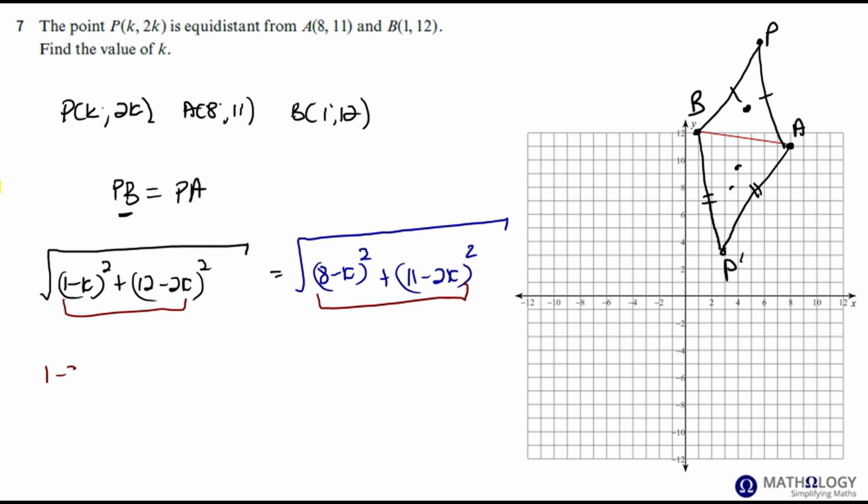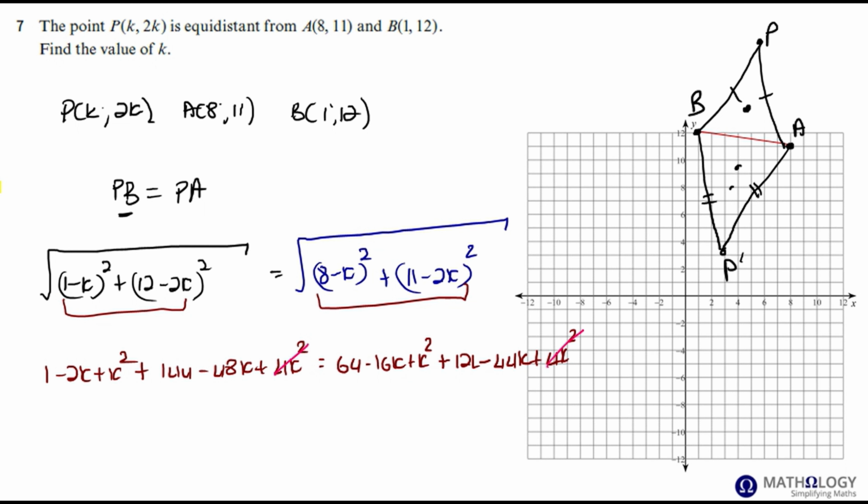1 minus k all squared is 1 minus 2k plus k squared, plus 12 minus 2k all squared is 144 minus 48k plus 4k squared, and that equals 8 minus k all squared, which is 64 minus 16k plus k squared, plus 11 minus 2k all squared, which is 121 minus 44k plus 4k squared. We can cancel the 4k squared terms. We can cancel the k squared terms as well.